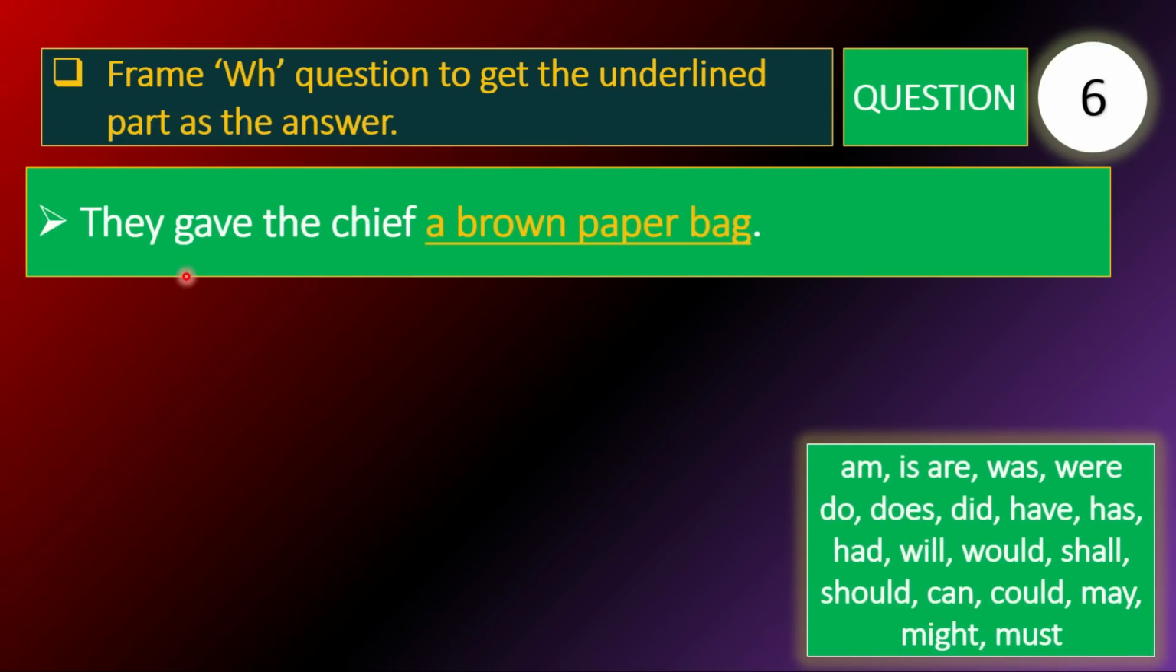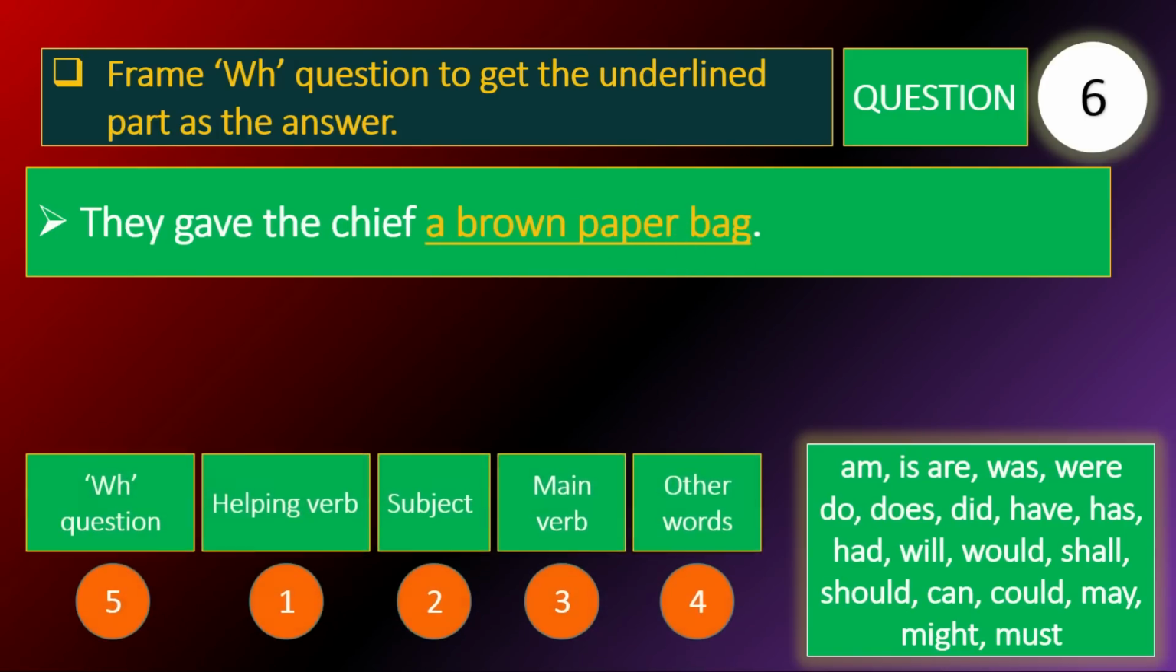Don't worry, this is not the same sentence. Same sentence but not the same part underlined here. You have a different one underlined. A brown paper bag this time. They gave the chief something. What is that? So you can use what this time. Again, you follow the same word order.